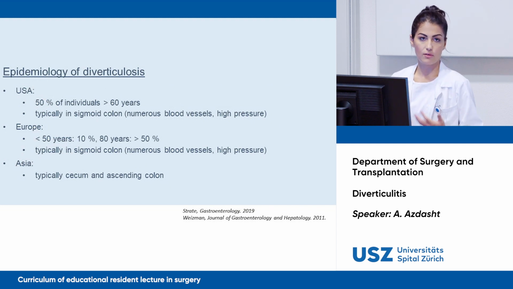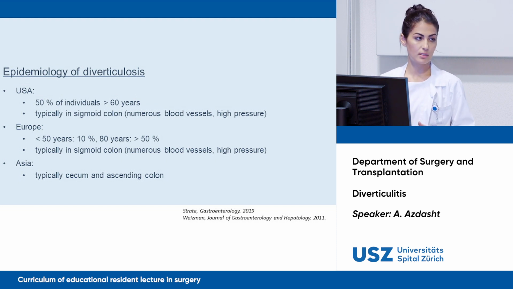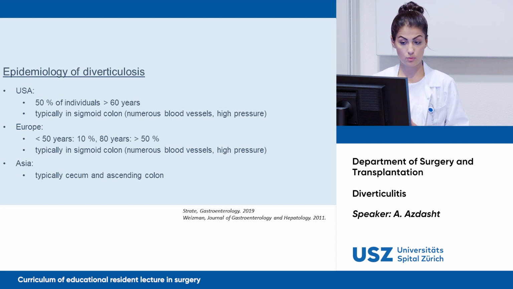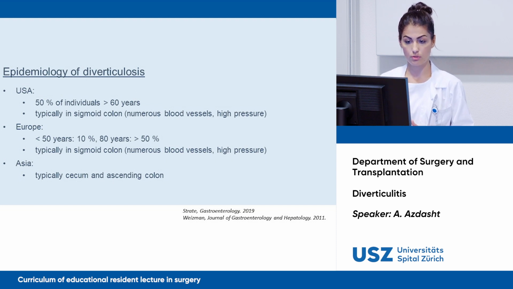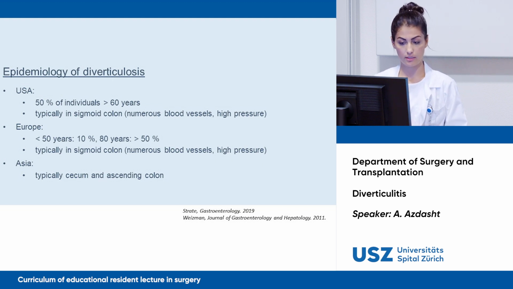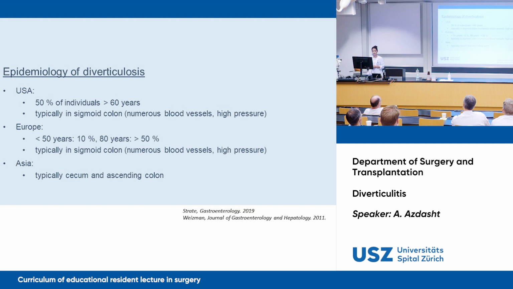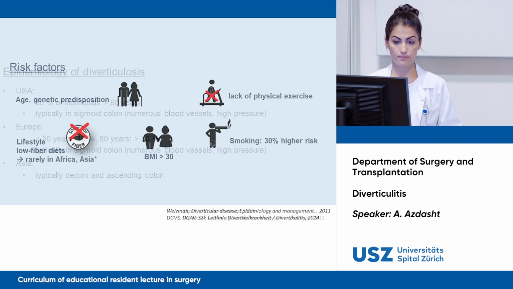Diverticulosis is a disease of the older person. In the USA, 50% of all individuals older than 60 are diagnosed with diverticulosis. In Europe, 50% of all 80-year-old individuals are diagnosed. But in the US and also in Europe, typically the sigmoid colon is the site where we find the diverticulosis, whereas in Asia we find it typically in the cecum and in the ascending colon.